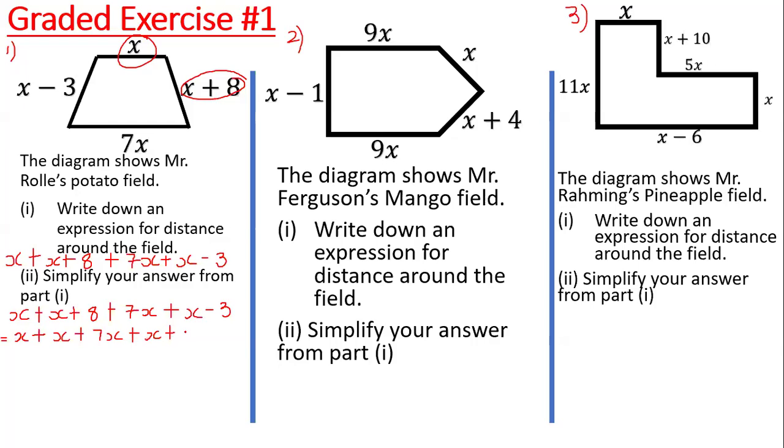We already did the x's, so now we need to do the numbers. So it's going to be 8 minus 3. Very good. Now we have x plus x, which is 2x. Good. 7x plus x is 8x. And then 8 minus 3 is 5.